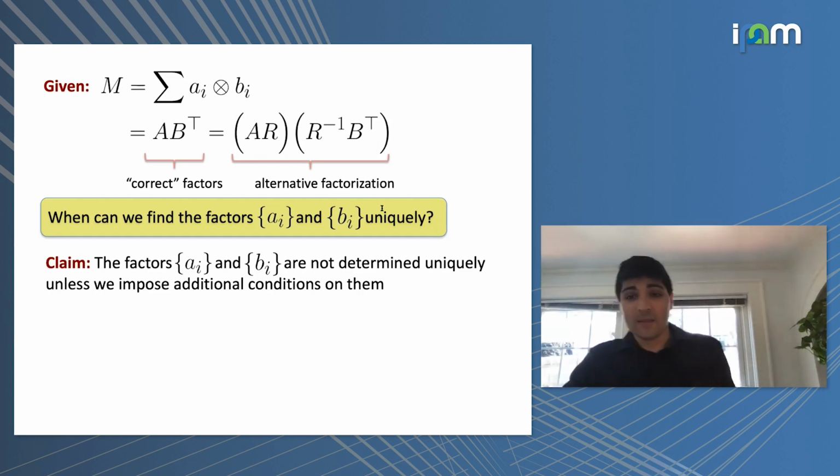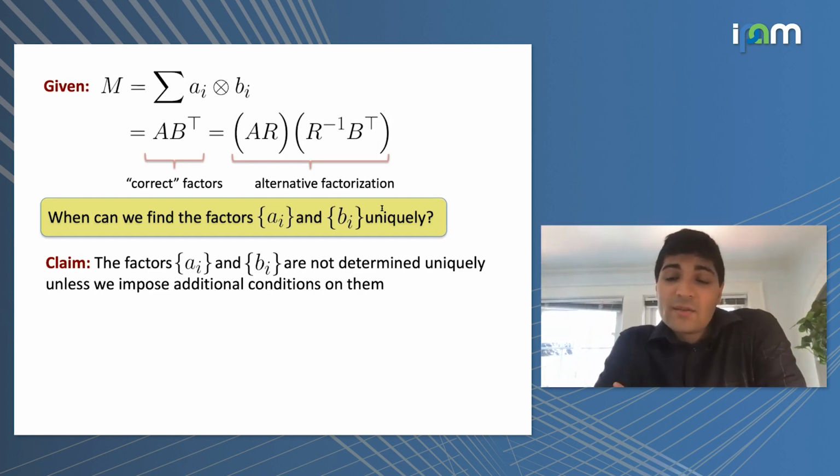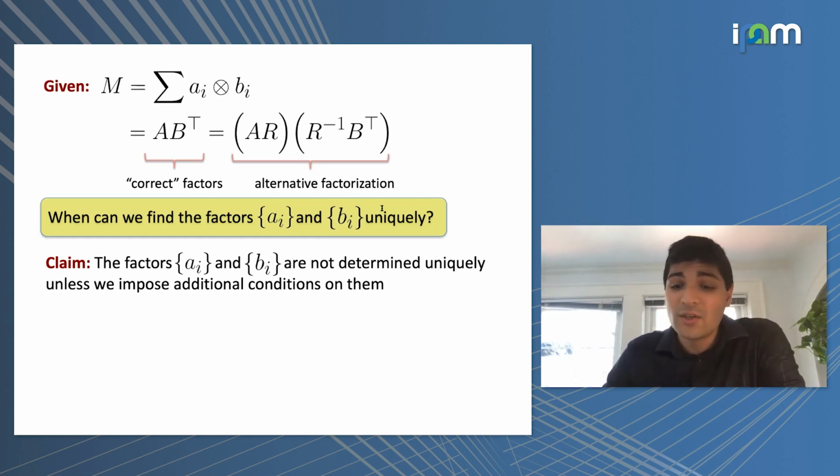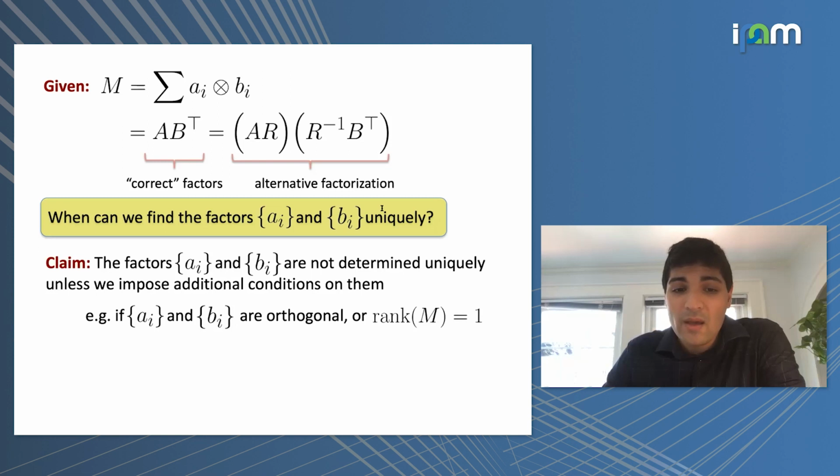So what I claim is that when we ask this problem in the context of matrices, the answer is pretty hopeless. Because in general, these factors, the A sub i's and the B sub i's, are just not determined uniquely in any reasonable way unless we have ridiculously strong assumptions about them. So for example, when would the A_i's and B_i's be uniquely determined, at least up to some trivial rescalings?